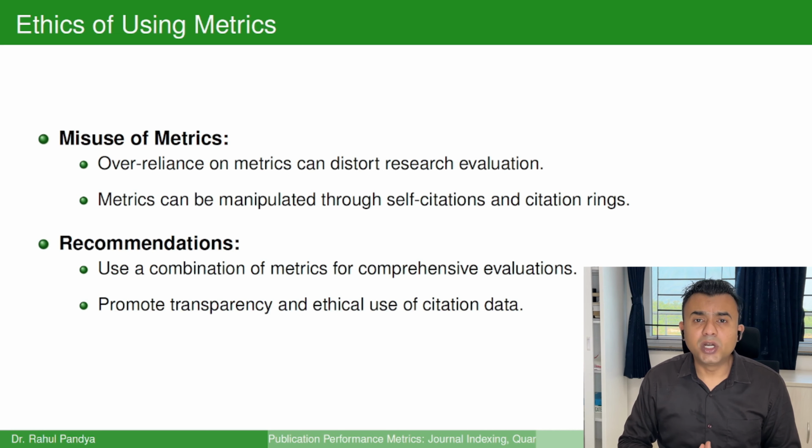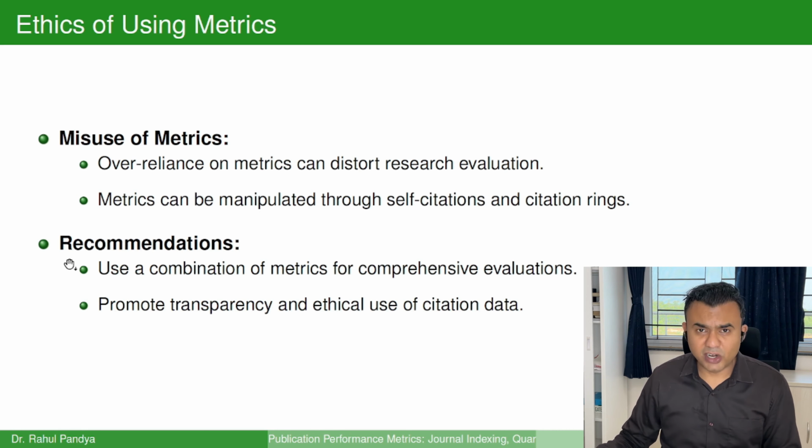So we have covered the basic types of performance metrics or altmetrics for individual researchers and for journals or publishers. However, there are certain ethical issues that we have to consider. So, the ethics of using the metrics, that could be the misuse of metrics also. Over-reliance on metrics can distort the research evaluation, and metrics can be manipulated also, right? Metrics can be manipulated through self-citation and other citation links.